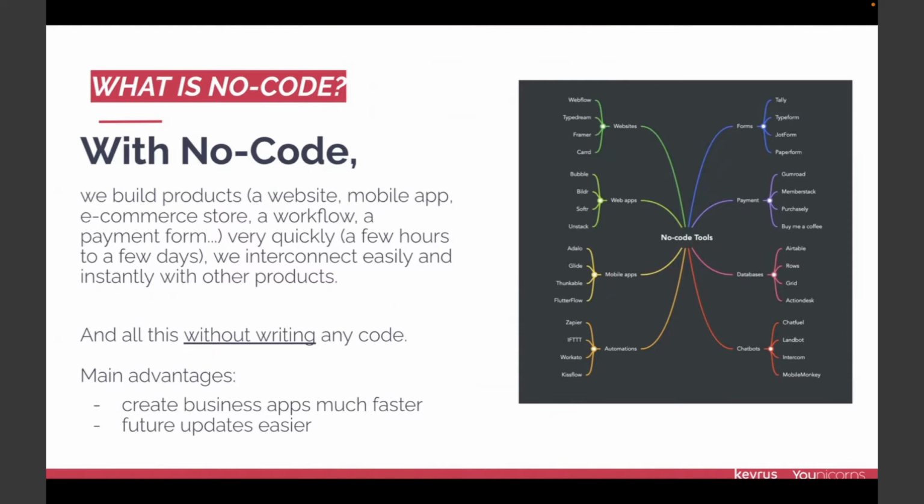You've also got automations, for example, which is one of the main no-code advantages. So you've got tools such as Zapier and Make that allow you to automate between two tools, for example, an accounting tool and a marketing tool, to create the link between those tools without having to be a developer. So it allows you to go much faster, with main advantages being to create business apps or automations much faster, but also to adapt the product in the future.